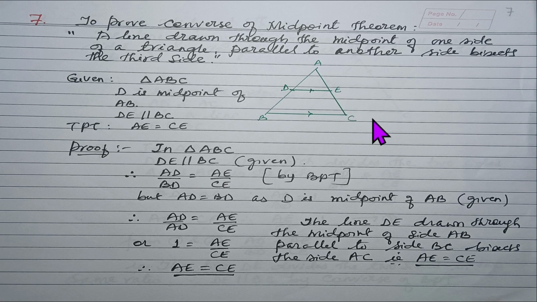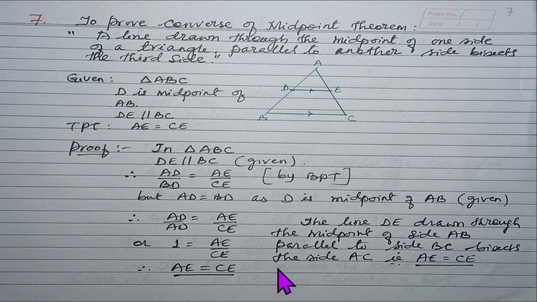Let us understand how to prove this. In triangle ABC, DE is parallel to BC. Then AD upon BD is equal to AE upon CE, by BPT. But D is the midpoint of AB, that means AD and BD are equal, and therefore the LHS, AD upon BD, becomes AD upon AD, equal to AE upon CE, and that is 1 is equal to AE upon CE, or AE is equal to CE. So that is what we had to prove, and it is such a simple proof here.